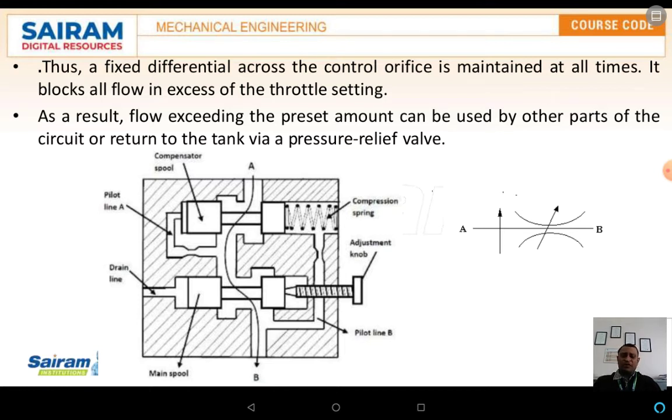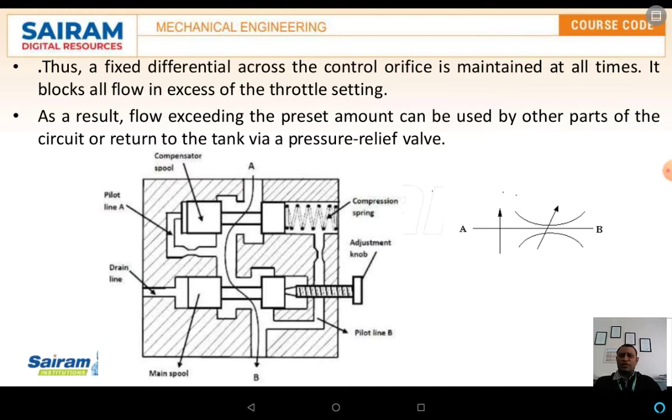The symbolic representation of the pressure compensated flow control valve is also shown on the right side, where the flow is taking place from A to B, with a vertical line with an arrow, and a concave as well as a convex shaped arc, which is controlled by means of another inclined arrow. This is the symbolic representation of the pressure compensated flow control valve.